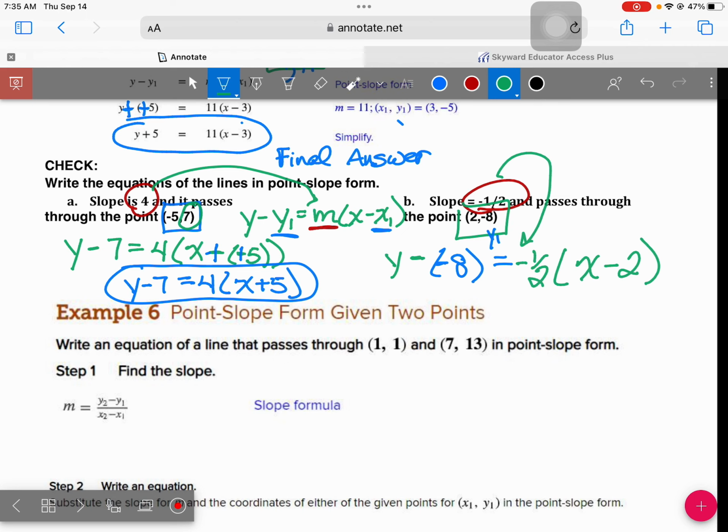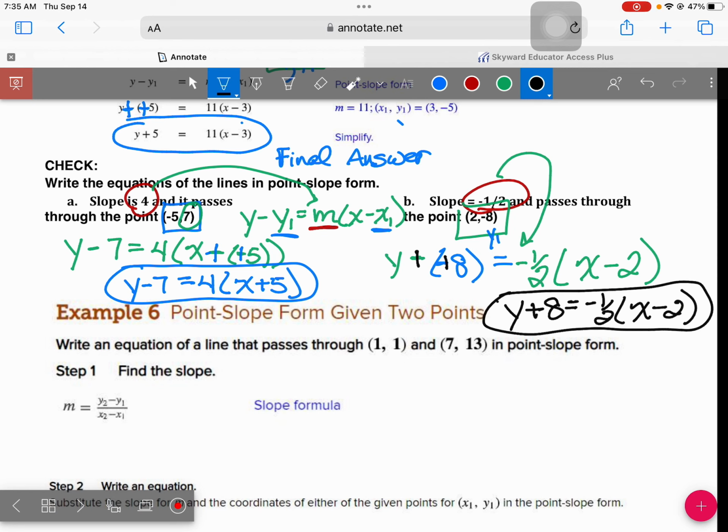I'm not going to distribute. The only thing I'm going to do is change this minus negative to a plus. So my final answer is y plus 8 equals negative 1/2 times x minus 2. What do you think? Not too bad?